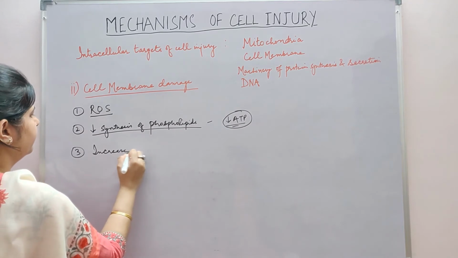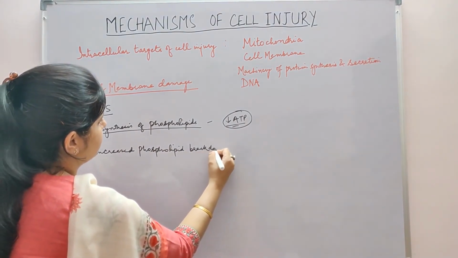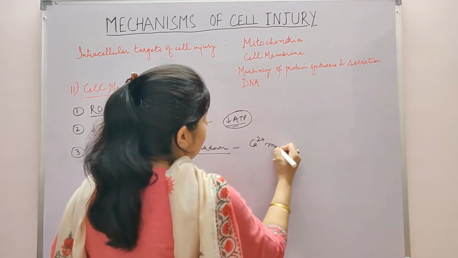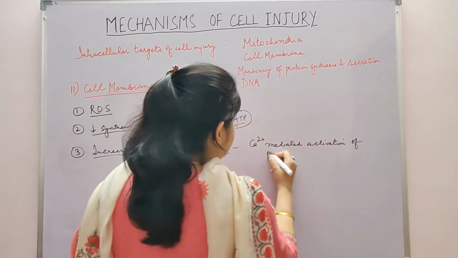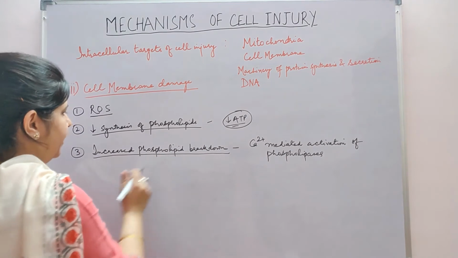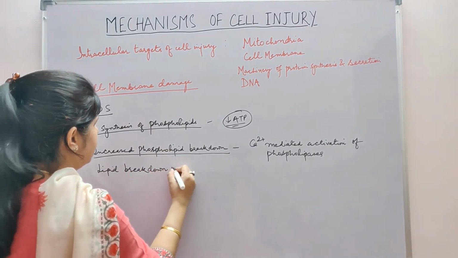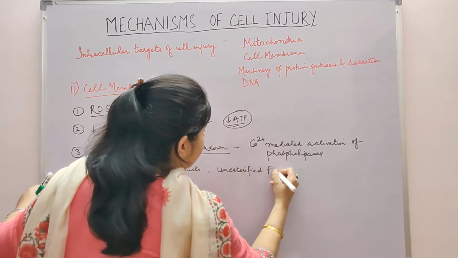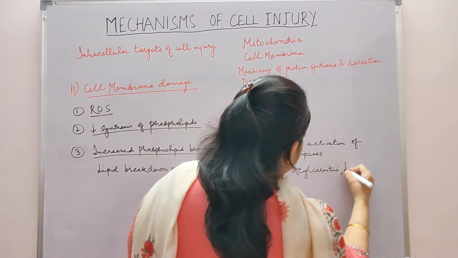Increased phospholipid breakdown. Why this increase in phospholipid breakdown? Due to calcium mediated activation of phospholipases. So these phospholipases, they break down phospholipid to form lipid breakdown products. And what are these lipid breakdown products? These are unesterified free fatty acids, acyl carnitine, and lysophospholipids.